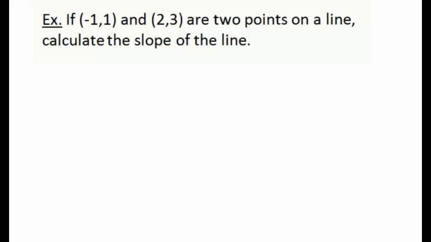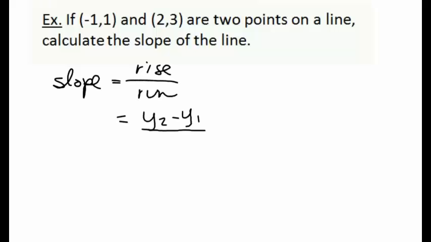Let's go ahead and calculate the slope if we know that 2 points on our line are (negative 1, 1) and (2, 3). So remember our slope is given as rise over run. Rise is the difference between our 2 y-coordinates, and run is the difference between our 2 x-coordinates.